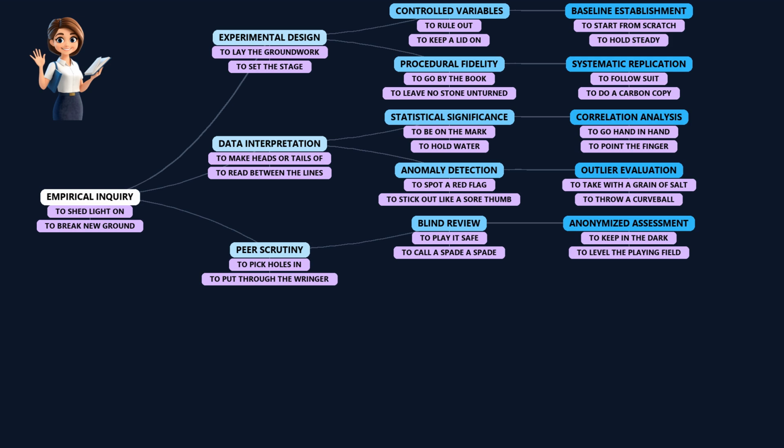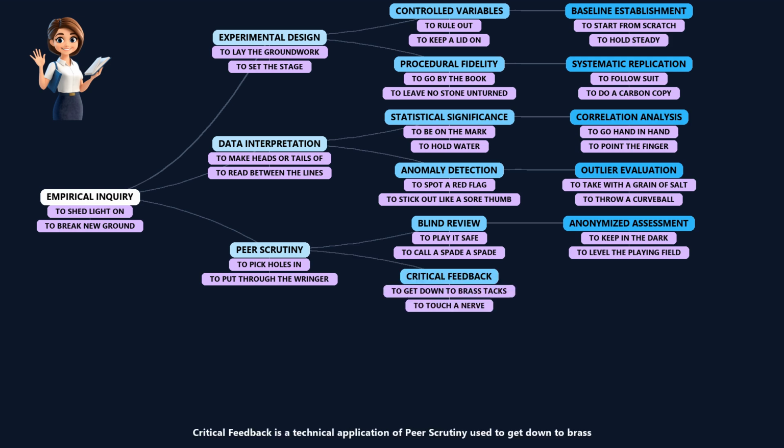Critical feedback. Critical feedback is a technical application of peer scrutiny used to get down to brass tacks even if it might touch a nerve. In simple terms, you are talking about the most important, difficult facts, even if it hurts your feelings.